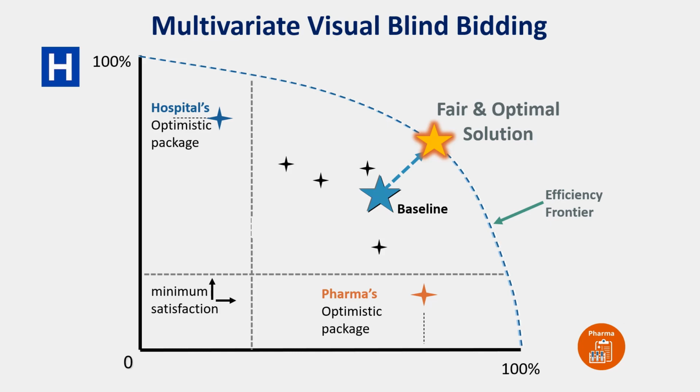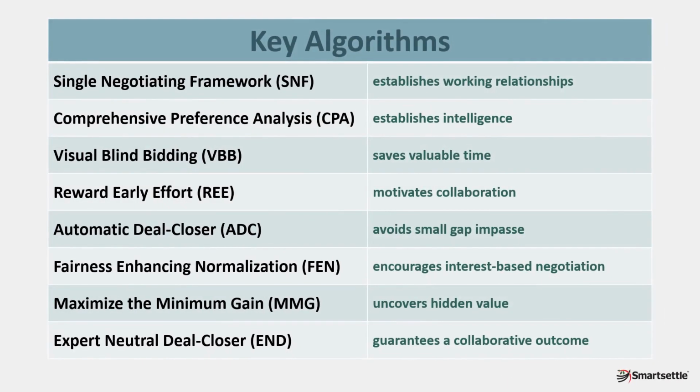The smart subtle neutral site embodies a total of 8 algorithms that are aimed at converting adversaries into collaborators and can virtually guarantee an optimal outcome for those that are willing to be guided towards that end.